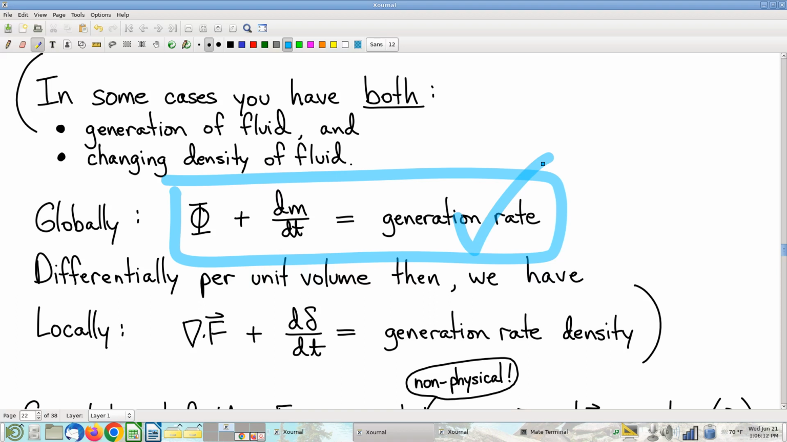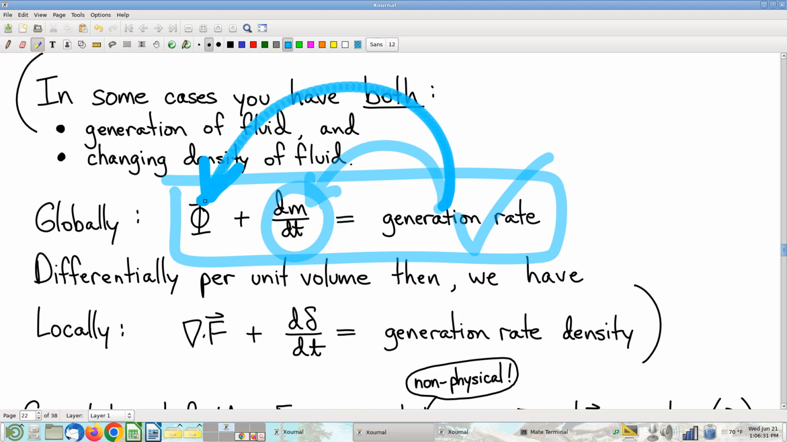Short version, when you generate fluid, there's two possibilities. That fluid that is generated either stays within your region, in which case you get an increasing rate of accumulation of mass inside of your region, or it doesn't stay inside of your region, in which case it leaves through the boundary and counts as flux.